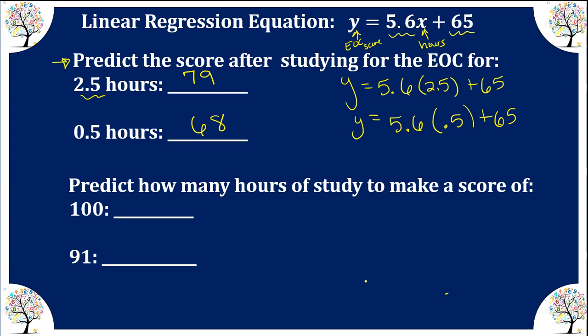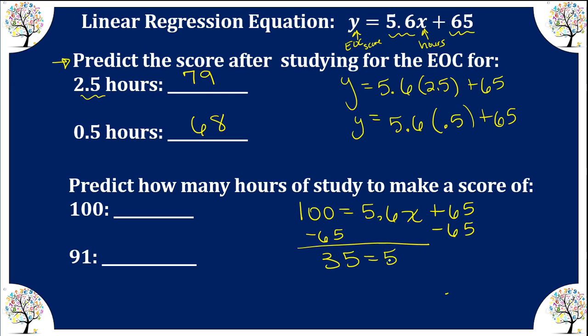Now let's take a look to see how many hours it would take if we wanted to make a certain score. So this time we are given the Y, the EOC score, and we're going to find X, the hours. So we're simply going to plug in the score of 100 and see how many hours using our line of best fit that we need to study to make that goal of 100. So we're just isolating x, and then we are going to divide 35 divided by 5.6. And this is 6.25 hours.